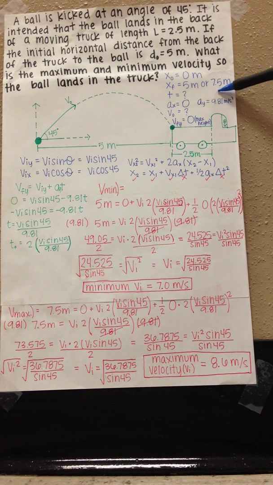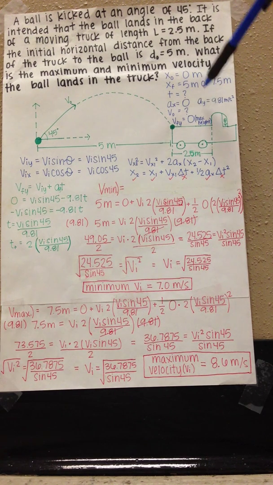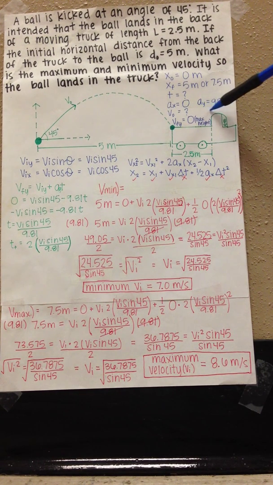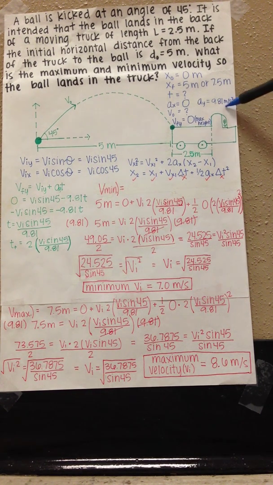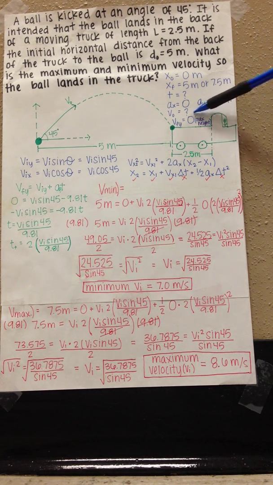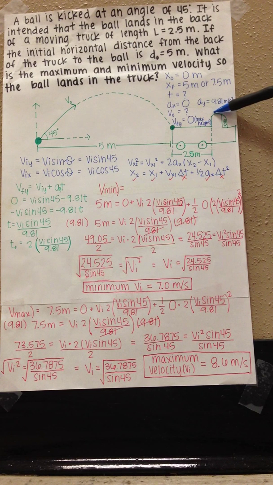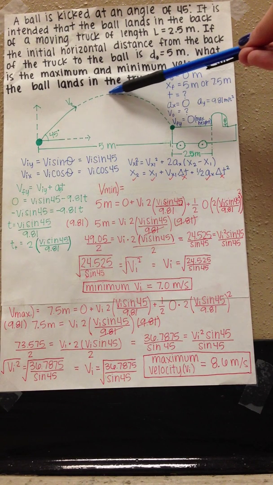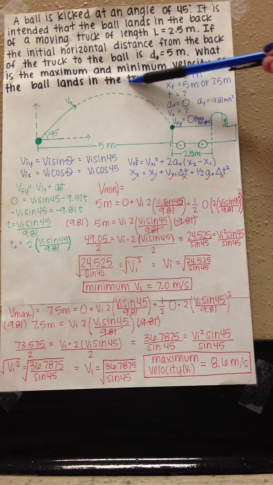And you don't know the time it takes, and you know that the acceleration in the x direction is 0 and the acceleration in the y direction is 9.8 meters per second squared. And then the initial velocity, you don't know, which is what you're looking for. They're asking for a minimum and a maximum value. And then the final velocity at the max height is 0. When it hits this point, it's 0.